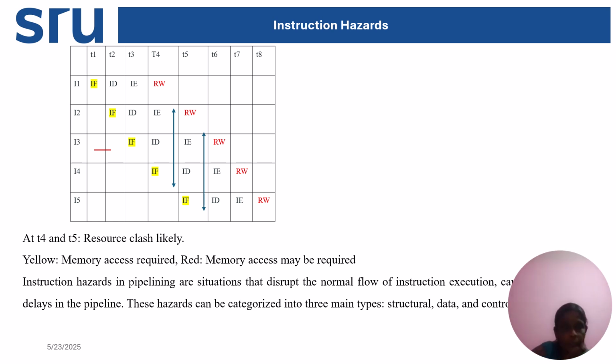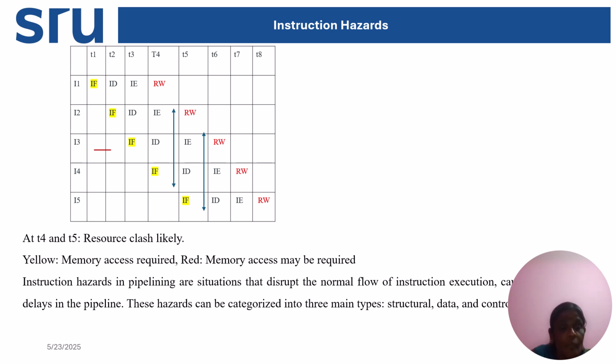Now here, see, suppose this yellow mark. Why yellow mark? This yellow mark is memory access required. So it has to take the data from memory. So it has to reach the address of the memory and taking the data, it will take time. In the same way, red may or may not be required. Memory access, I mean the data from the memory will be required or not required.